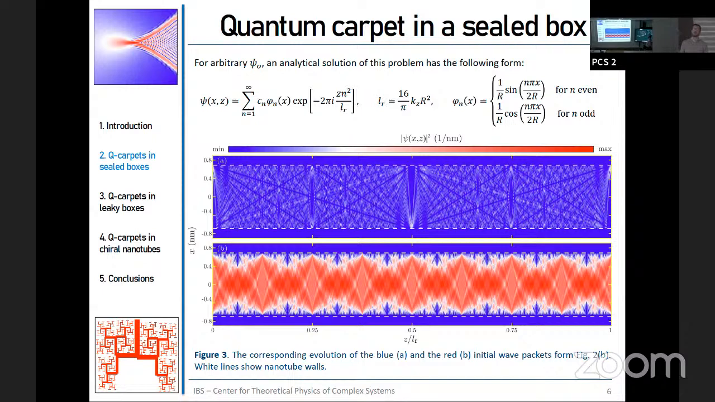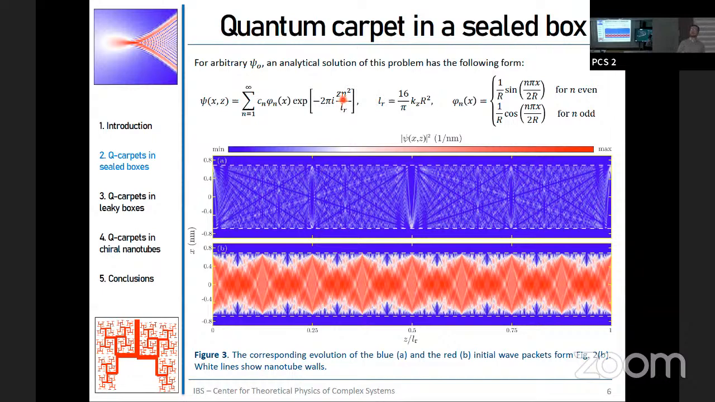So how to understand this? Well, it turns out it's not too difficult. Why? Because energies, in this case, have a pure quadratic dependence on the quantum number. And actually, when you recalculate everything, this term here has only one ratio of real number here, lambda r, which is the revival length. And everything else is just integer.